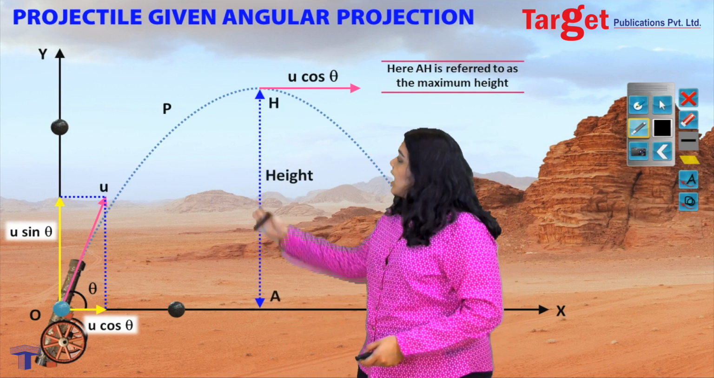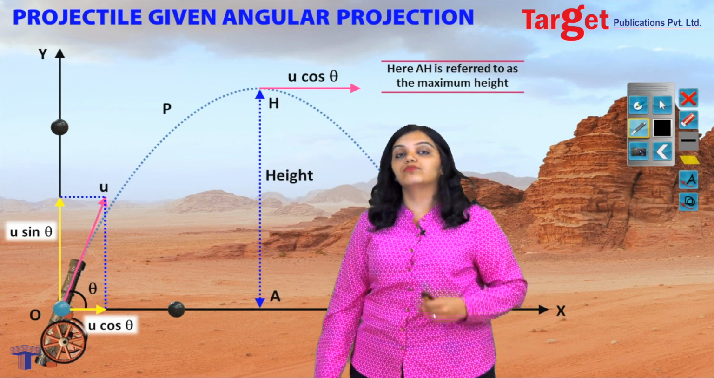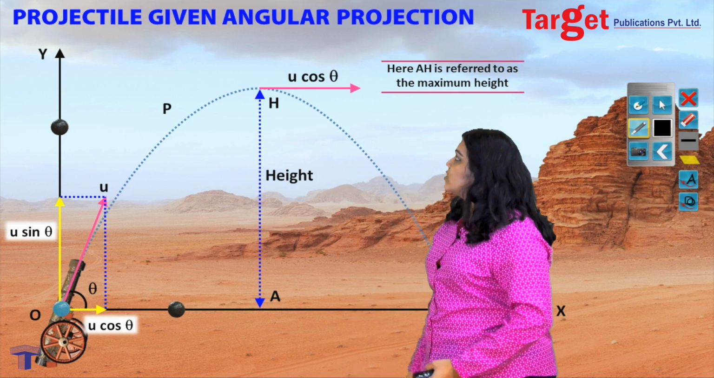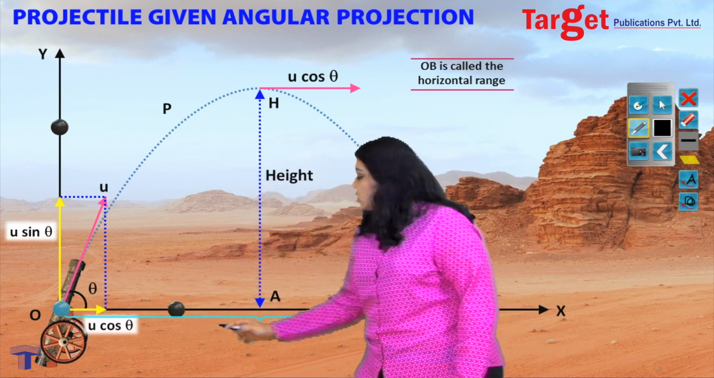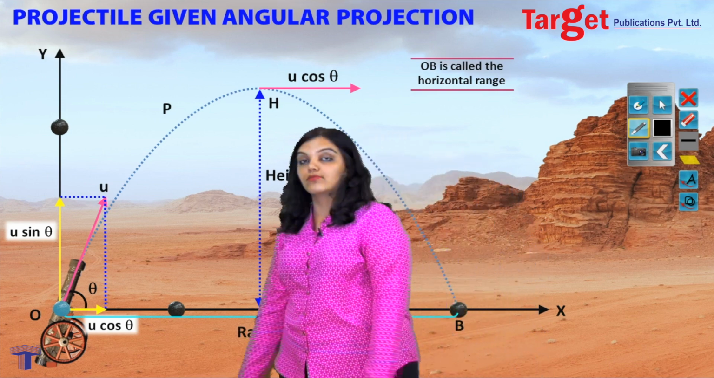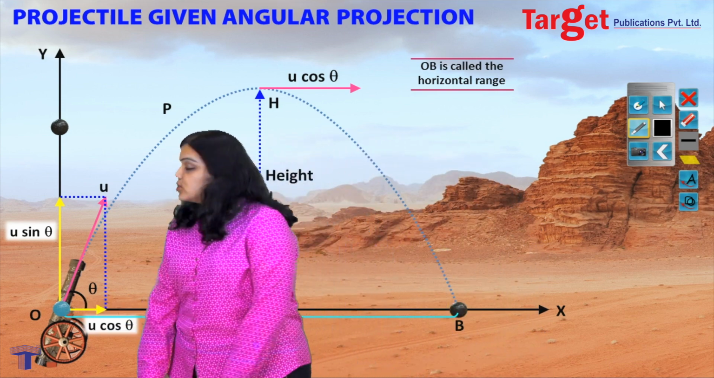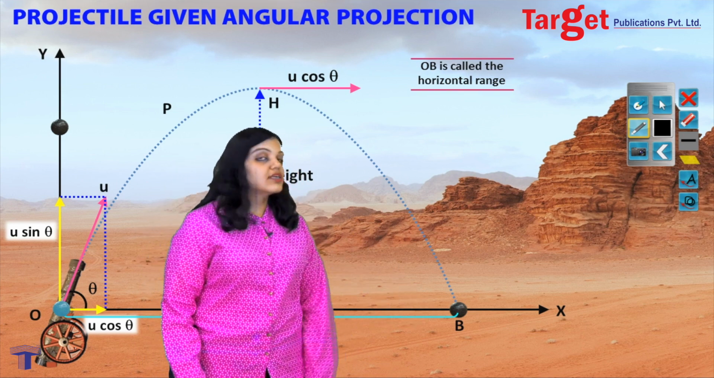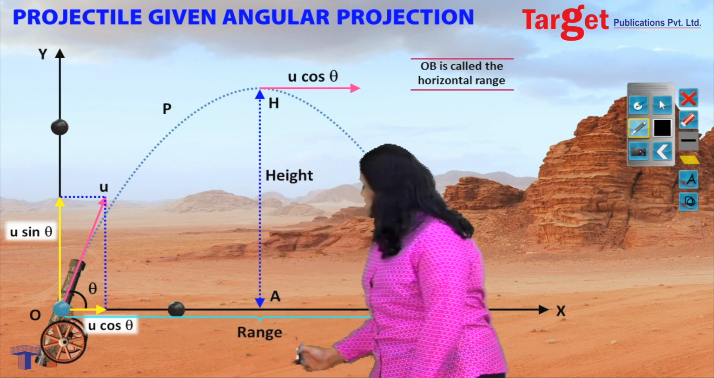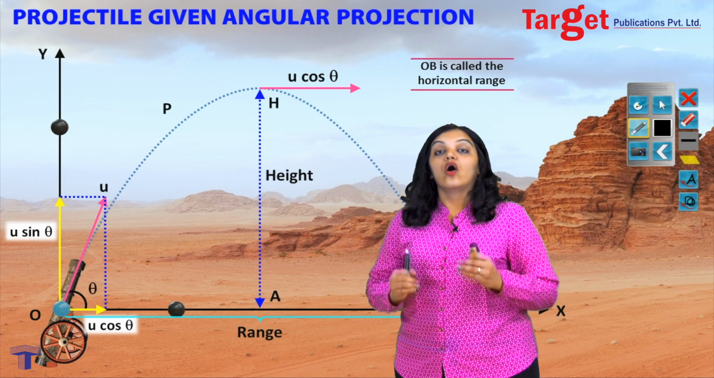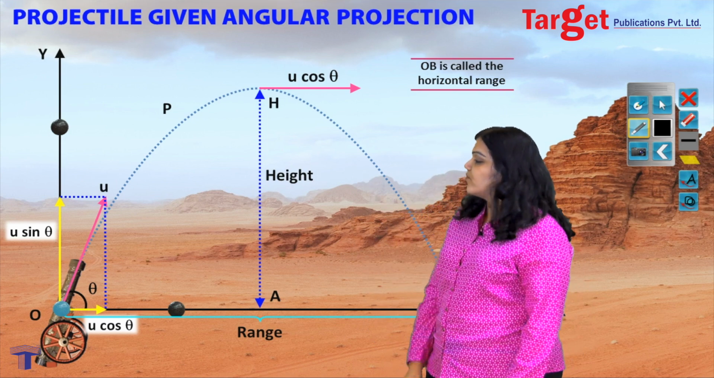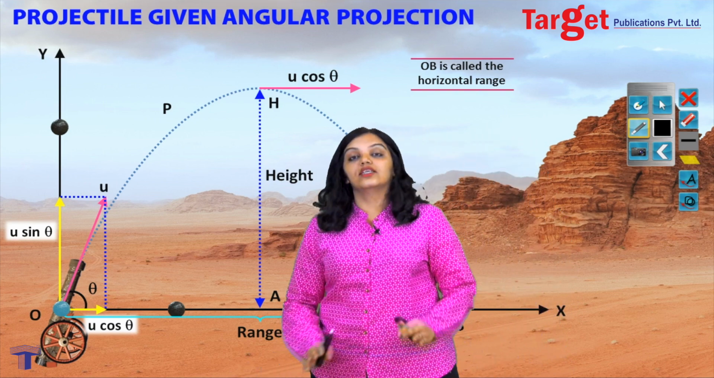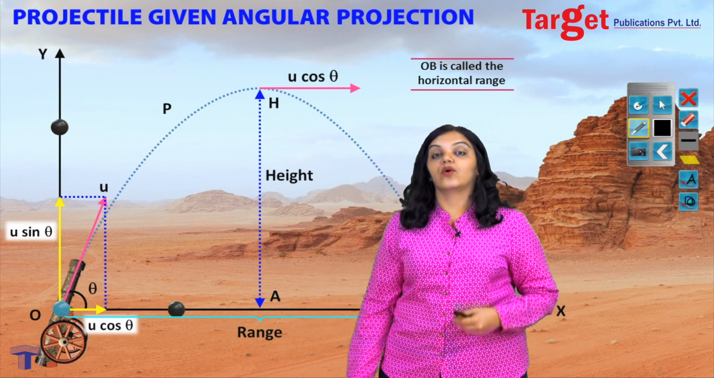Finally, I just want to give you some terminology. I say that this height, that is the maximum height that this object attains in its motion, is known as maximum height. And this horizontal distance that the object moves along its motion, that is from the initial point of projection to the point it comes back to the ground, this horizontal distance is what we call horizontal range. So these are the terms that I want you to be familiar with. And this is the introduction of angular projection that I wanted to give you.